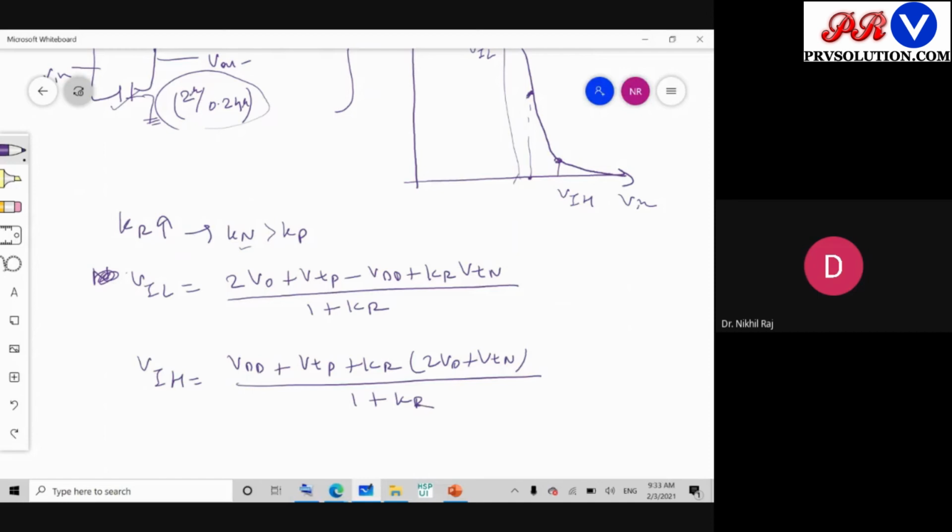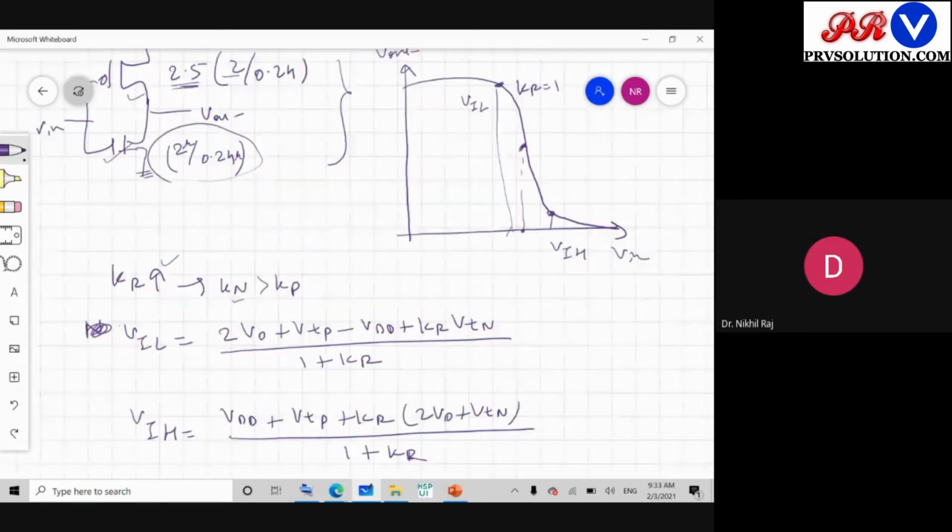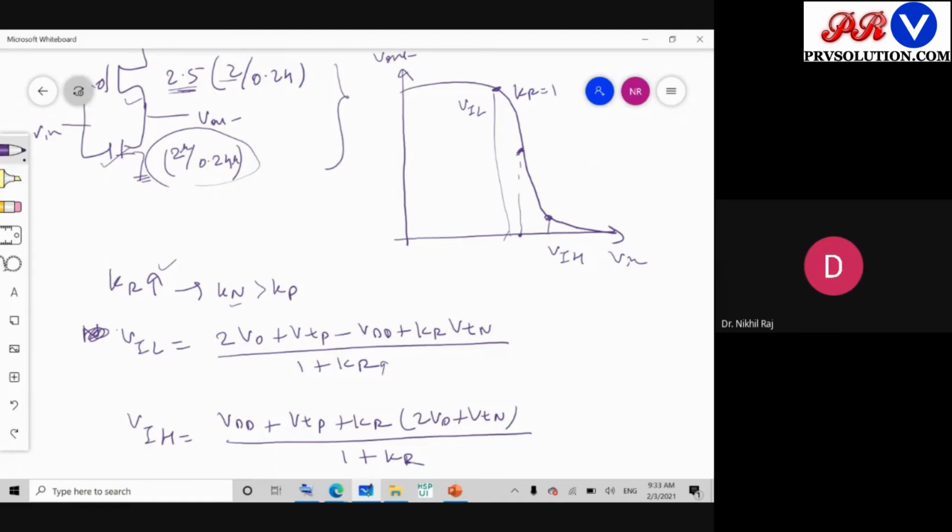Okay. So what happens if KR is increased? Here in the numerator it is a function of the VTN voltage, and this VTN is less than 1, whereas in the denominator it is an isolated term. So definitely the denominator part will be dominating. So what will happen to VIL if KR is increased? Will my VIL point move to the left or right side? Left side. So this VIL will move to the left side.